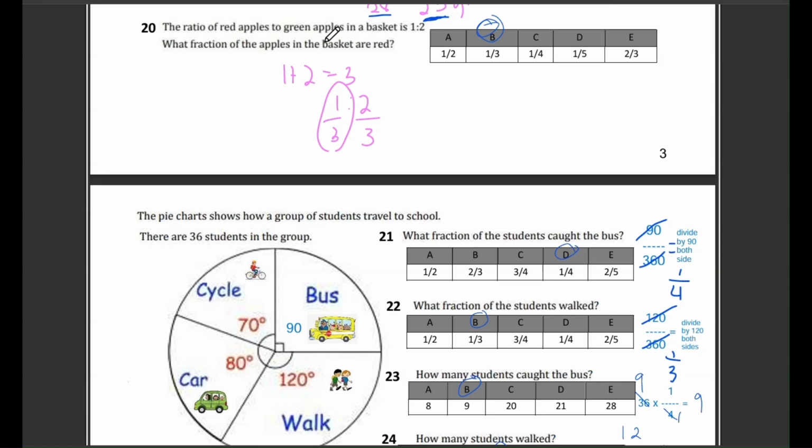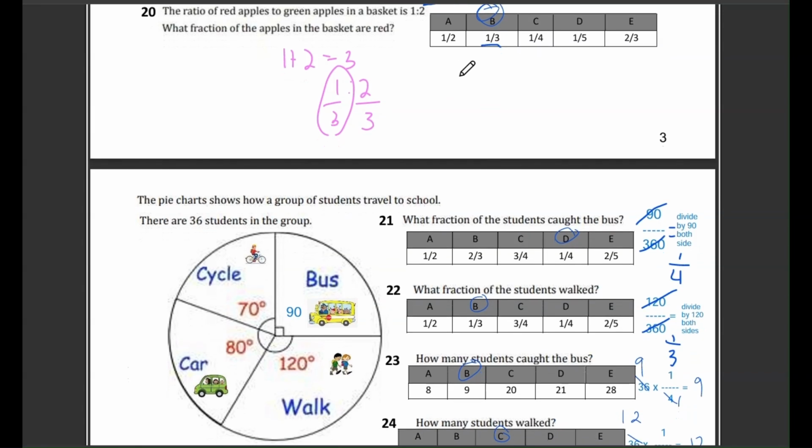The question states, the ratio of red apples to green apples is 1 to 2. What fraction of the apples are red? Our multiple choice answers are A, 1/2, B, 1/3, C, 1/4, D, 1/5, and E, 2/3. The correct answer is B, which is 1/3.